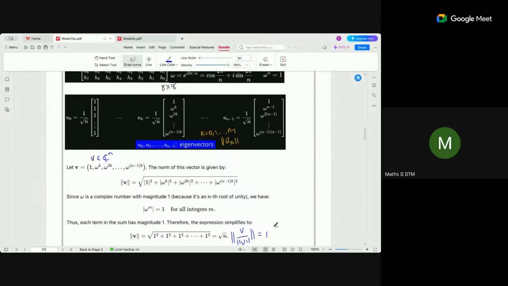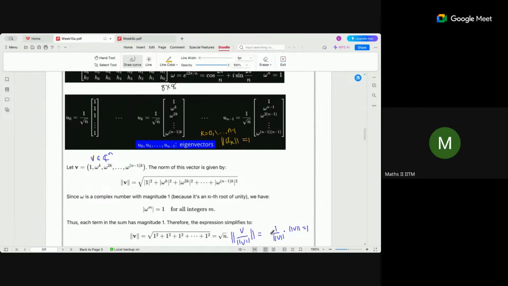Right? So what does this mean? 1 by norm v is a scalar. Right? You forgot all the properties of norm. Scalar times norm v, so this is 1. So it means that each of these vectors here has norm 1. Okay, is it clear that each of these vectors here has norm 1?